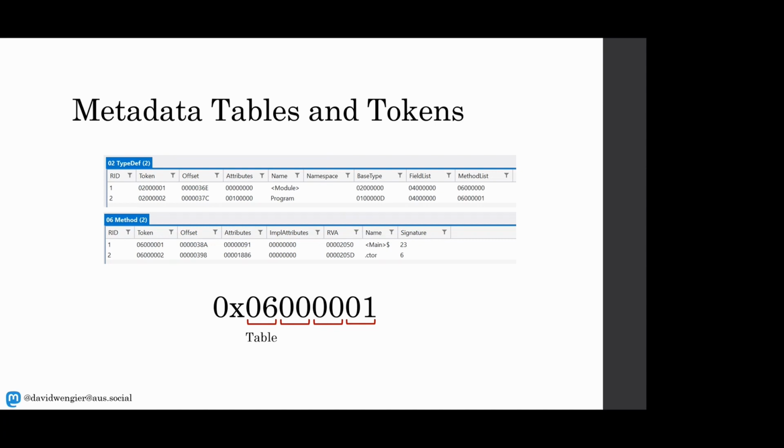So the first byte indicates which table this token comes from. This is where things get a bit weird as far as relational databases go, because this is not something you do, right? You don't need to indicate in the value of your primary key what table it came from, but we do in metadata, and I'll explain why in a bit. And then the last 3 bytes are the row number.